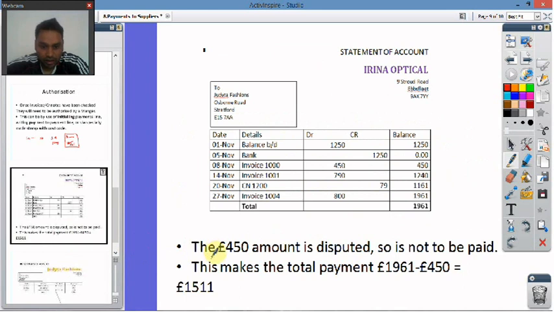So the amount of £450 is disputed in the statement of account, so it's not to be paid. If we take away 450 from the total amount here, then that leaves us 511. If we pay that 511, when we send the remittance, we need to send the details of the invoices that we're going to pay. You'll see it on the next page. Otherwise, the supplier will be very confused.